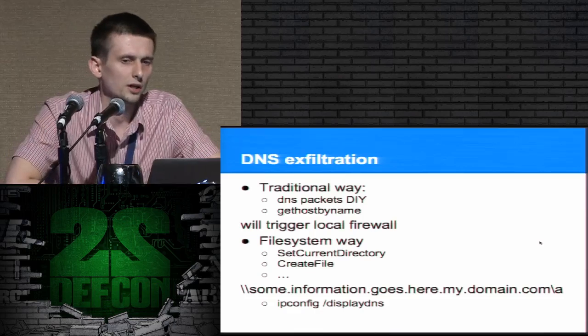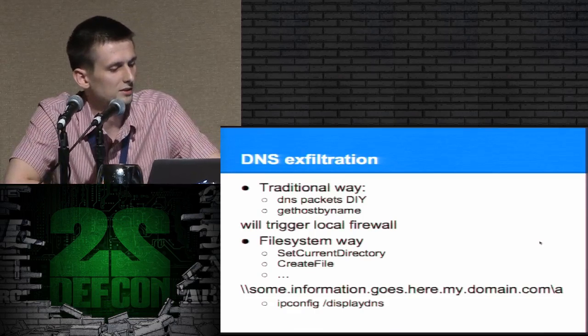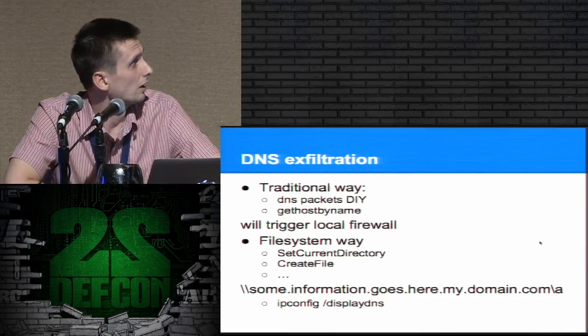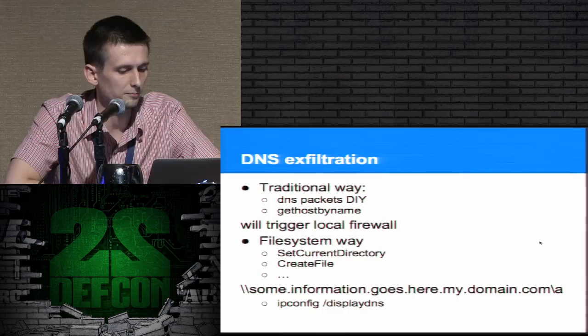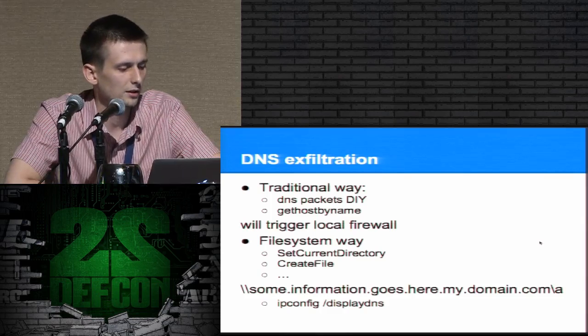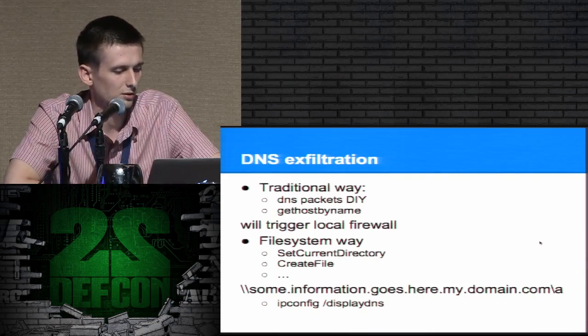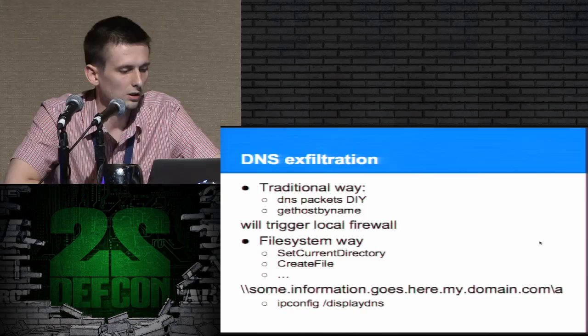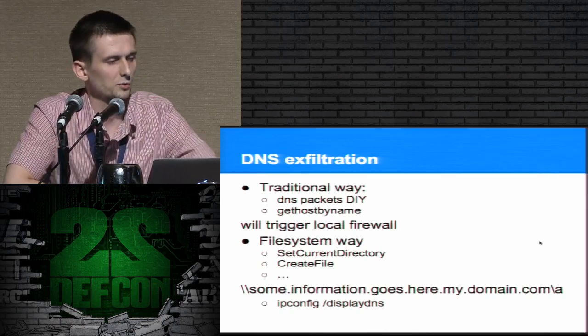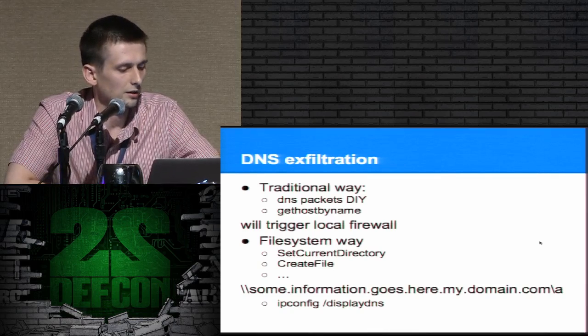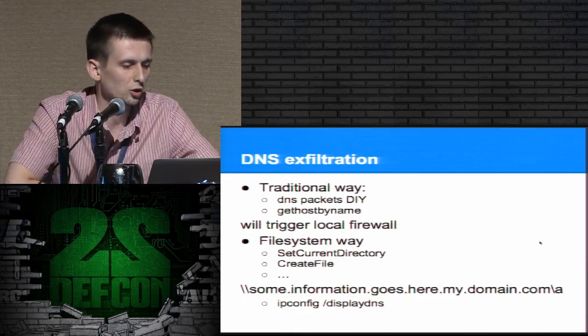For a workaround, what I suggest is using the file system. For example, Windows API like CreateFile or SetCurrentDirectory with a path like \\some information goes here.my domain\some directory will force the operating system to resolve a DNS name for you, and it will send the DNS request to your server. The personal firewall actually will not block it, and that means that you'll win.